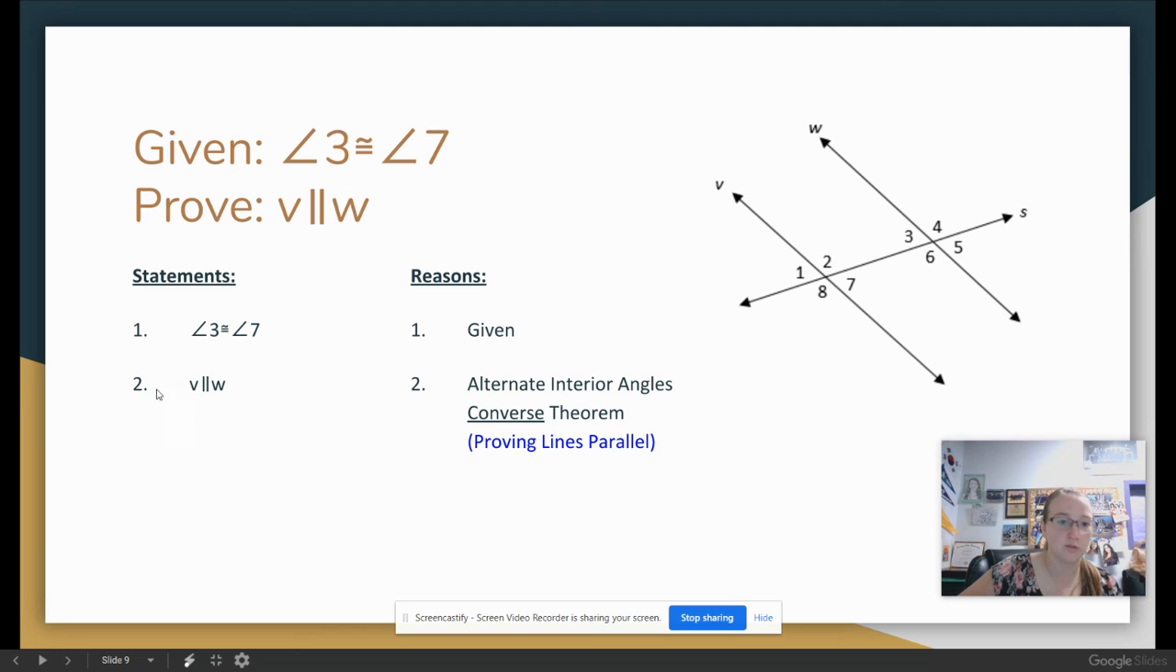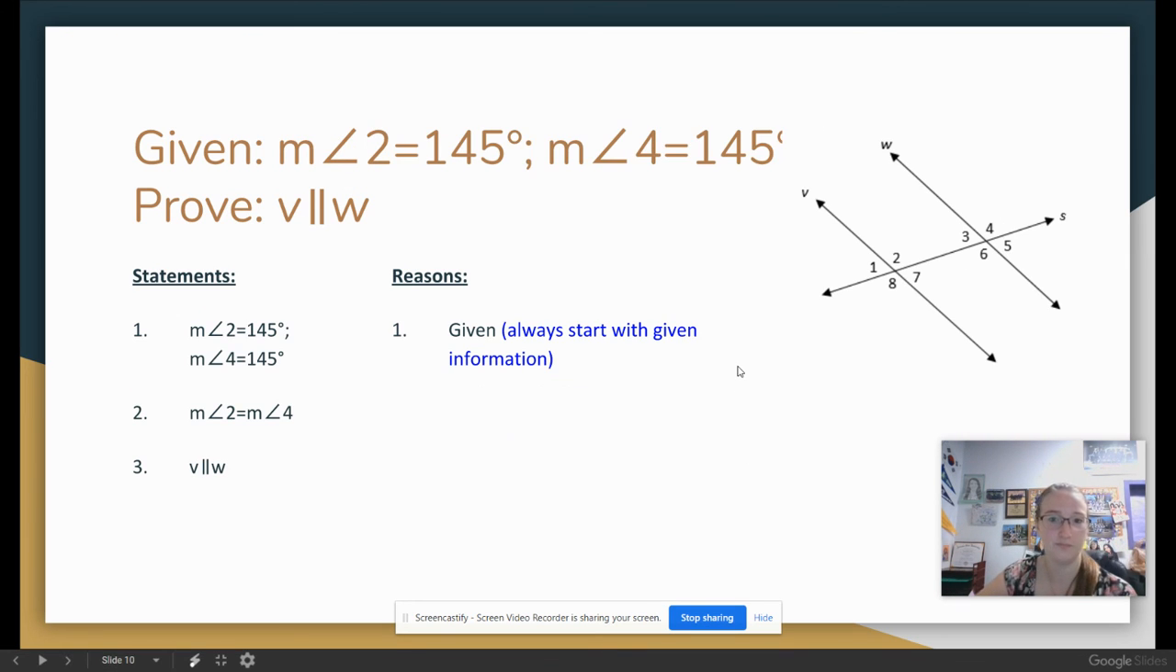If I want to prove lines are parallel, we use a converse. And that's because it's stated like this. If alternate interior angles are congruent, then lines are parallel. It goes in the order of our proof. We have that alternate interior angles are congruent, and therefore the lines are parallel. That's the converse theorems. Let's try another one.